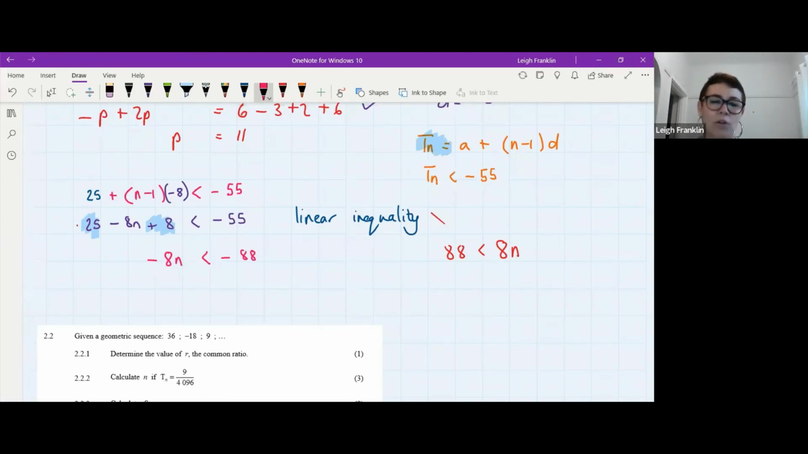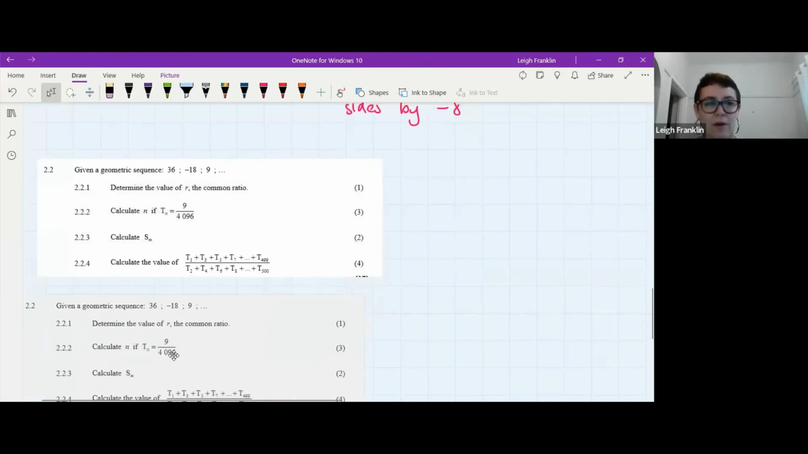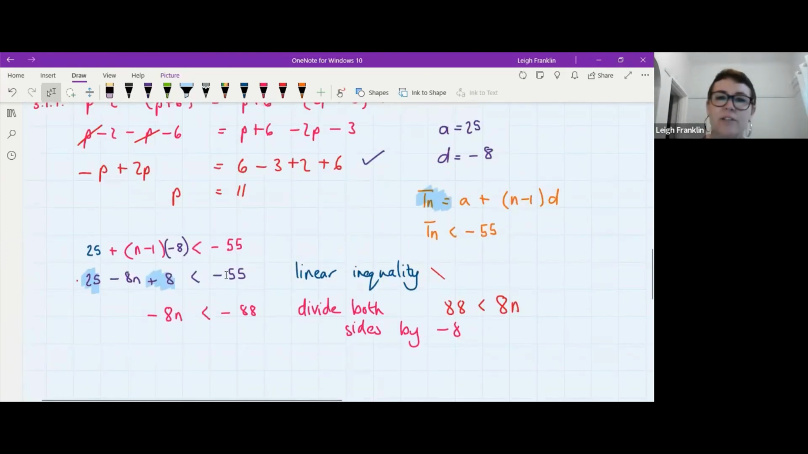Now what do we need to do, Matrix? Don't you divide both sides by negative 8? Exactly. Then change the inequality sign because you're dividing by a negative. Beautiful. Change the inequality sign. Exactly. That's wonderful. Well done. Okay, you guys are amazing. So that means that n has to be greater than 11.